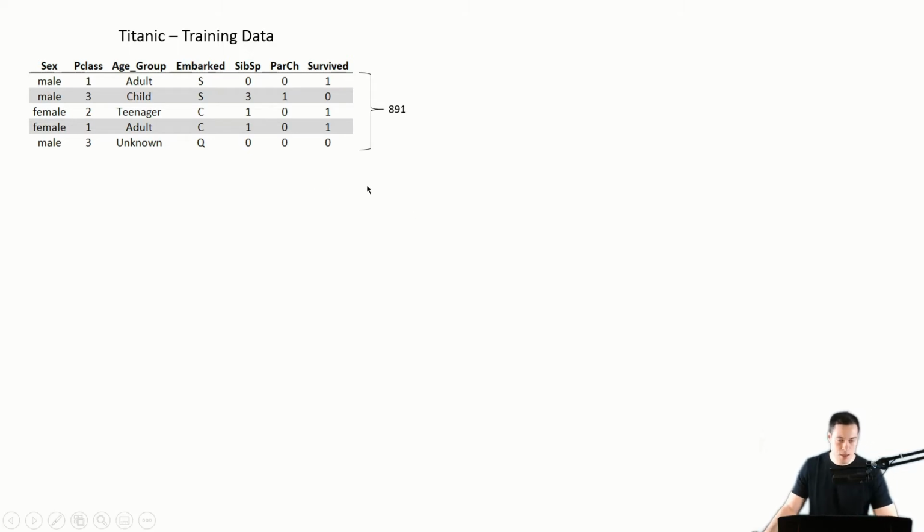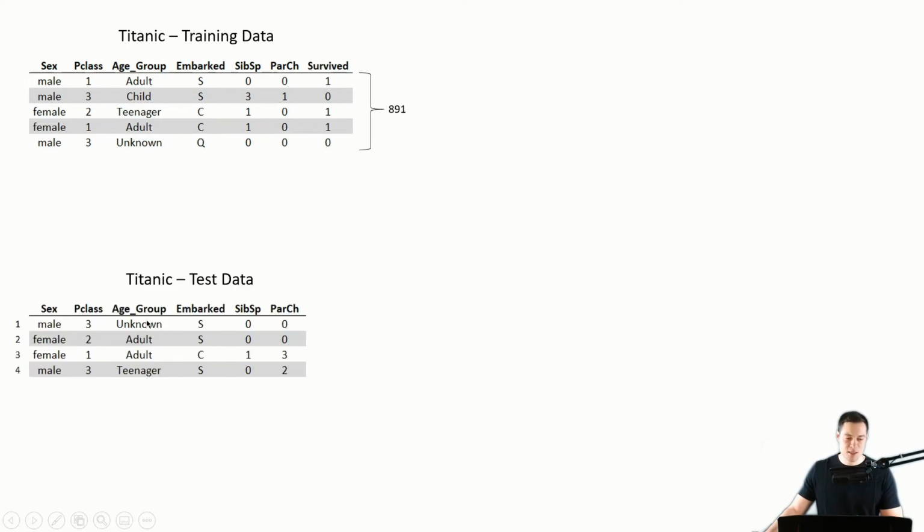Okay, so this is then our train data. So then obviously we also need some testing data, and here the survived column is obviously missing because that's what we want to predict. So for those 4 test passengers here, we want to predict whether they survived or whether they did not survive. Therefore, let's have a closer look at this first passenger here.